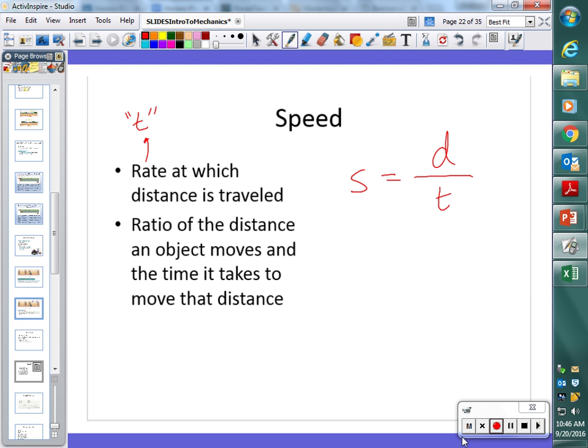The comparison of the distance over the time. Unit-wise, what are we going to measure? What do we measure distance in? Let's go more base unit. Meters, right? And then what do we measure time in? Seconds. So our unit for speed is meters over second, or usually we say meters per second. Not yet, that's the next one. Good with that definition so far? So let's do a pretty straightforward calculation.